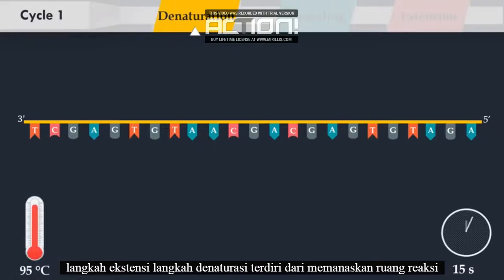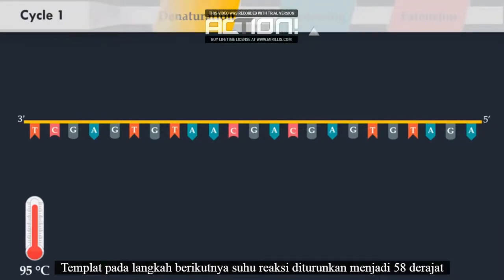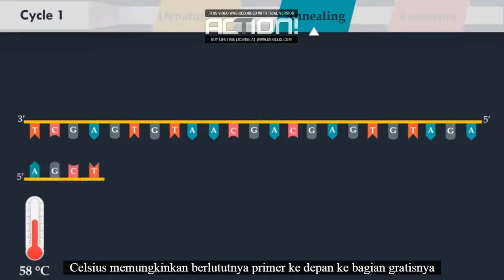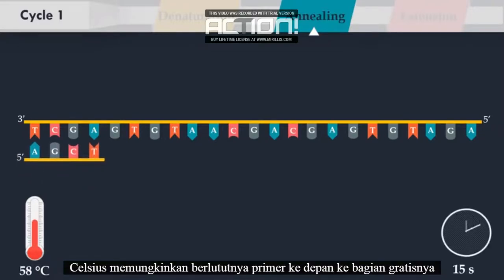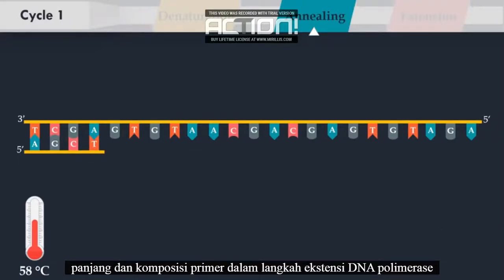The denaturation step consists of heating the reaction chamber to 95 degrees Celsius, and it is used for denaturation of the double-stranded DNA template. In the next step, the reaction temperature is lowered to 58 degrees Celsius, allowing annealing of the forward primer to its complementary part of the single-stranded DNA template. The annealing temperature relies directly on the length and composition of the primers.